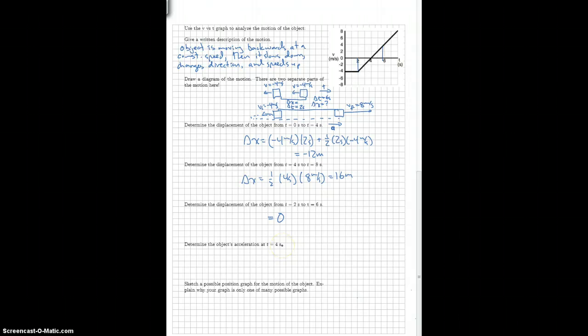Okay, determine the object's acceleration at that point. Really, the acceleration along this whole interval is the same. So I can find it anywhere, any convenient interval here, and that would be also the acceleration at 4. So the slope of that CAPM section is, I'll go from the end to the beginning, 8 meters per second minus negative 4 meters per second, and that happened from, it ended at 8 seconds and began at 2 seconds. So that's going to be 12 meters per second over 6 seconds, which is 2 meters per second squared.